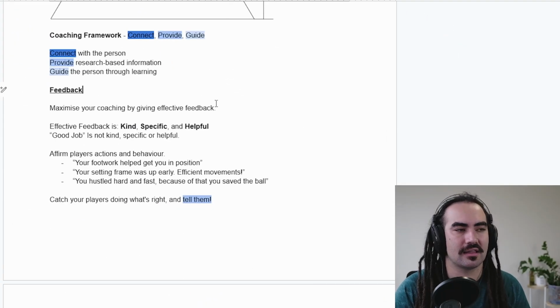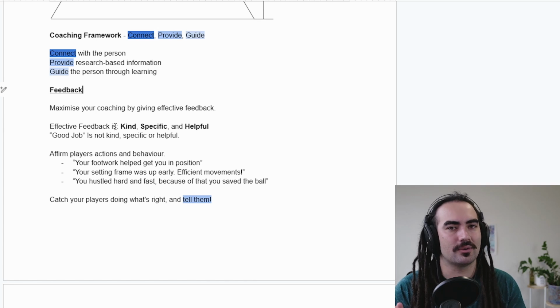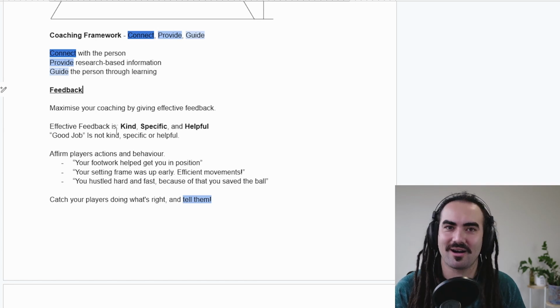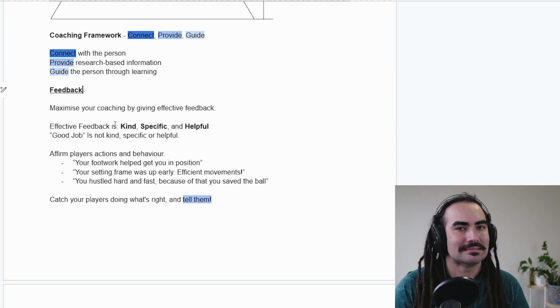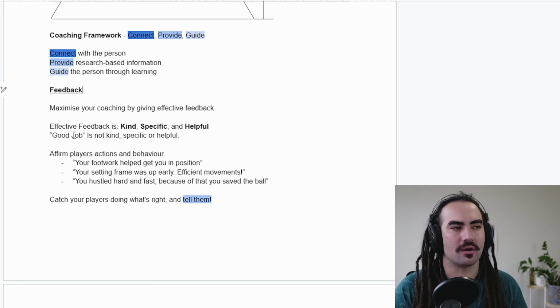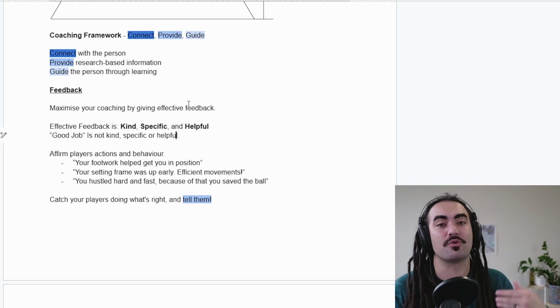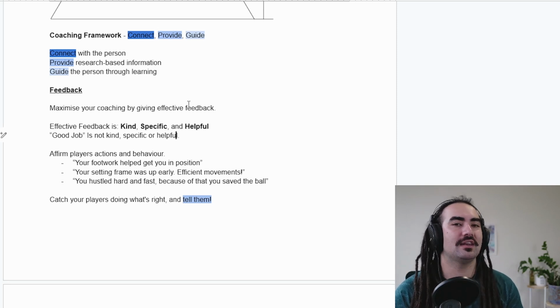Feedback. Oh, I add this. I love this. So feedback. When someone does something really good, what do we say? Good job. Nice job. Oh, good one. Not effective. Not efficient. Effective feedback is kind, specific, and helpful. Good job is not kind, specific, or helpful. These days, it's more of a reflex, okay? So we need to get as specific as possible when we're giving feedback.